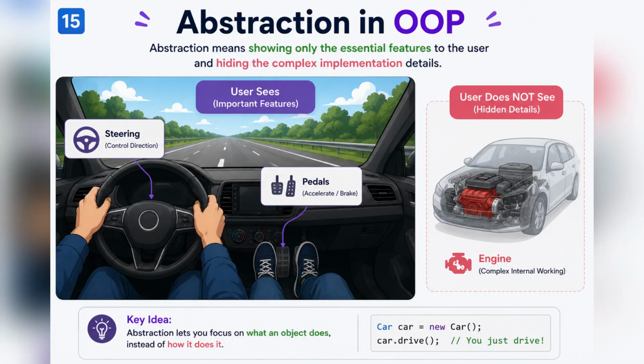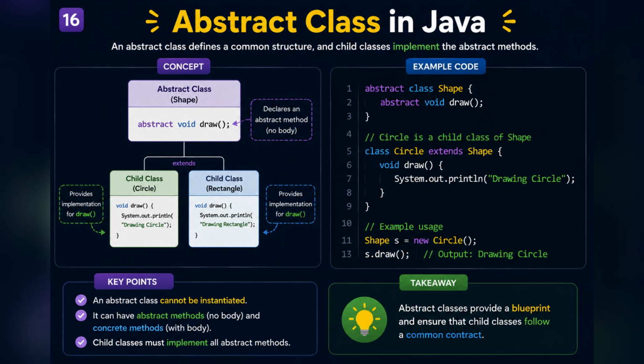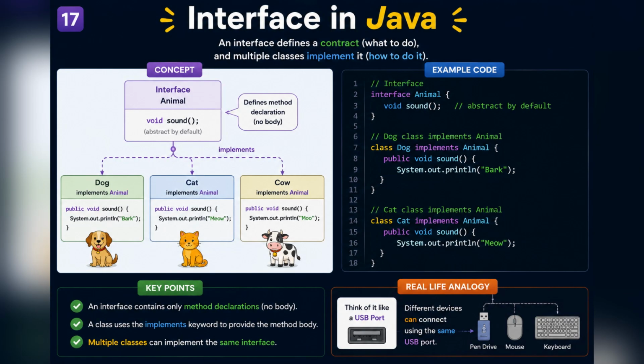Now, let's understand abstraction. On the screen, you see a car. You only interact with 1. Steering 2. Pedals, but you don't see 1. Engine 2. Internal mechanisms. Abstraction hides complexity and shows only essential features. An abstract class is a class that cannot be instantiated. It may contain methods without implementation. It acts as a base structure for other classes. An interface is like a contract. It tells a class, you must implement these methods. This ensures consistency across multiple classes.